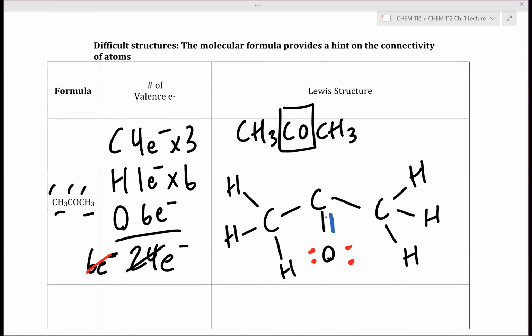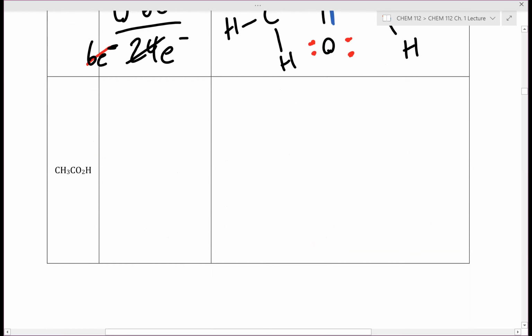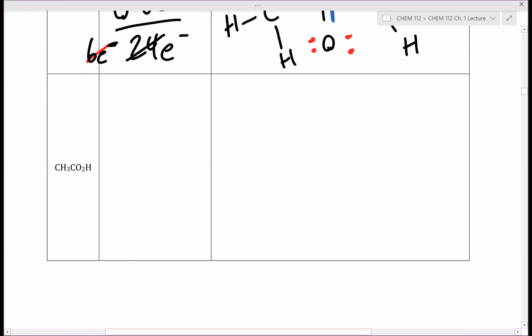Okay, let's try drawing a few more complicated Lewis structures. This time, I want you to draw a valid Lewis structure for what is known as acetic acid. Again, I encourage you to use the skeletal method for drawing out this Lewis structure, or you can use the other method, whatever you prefer.